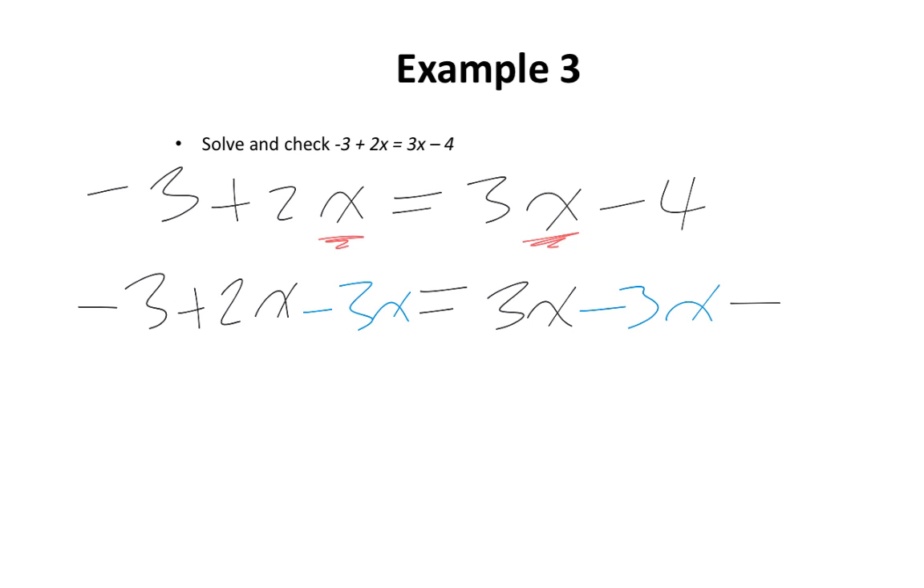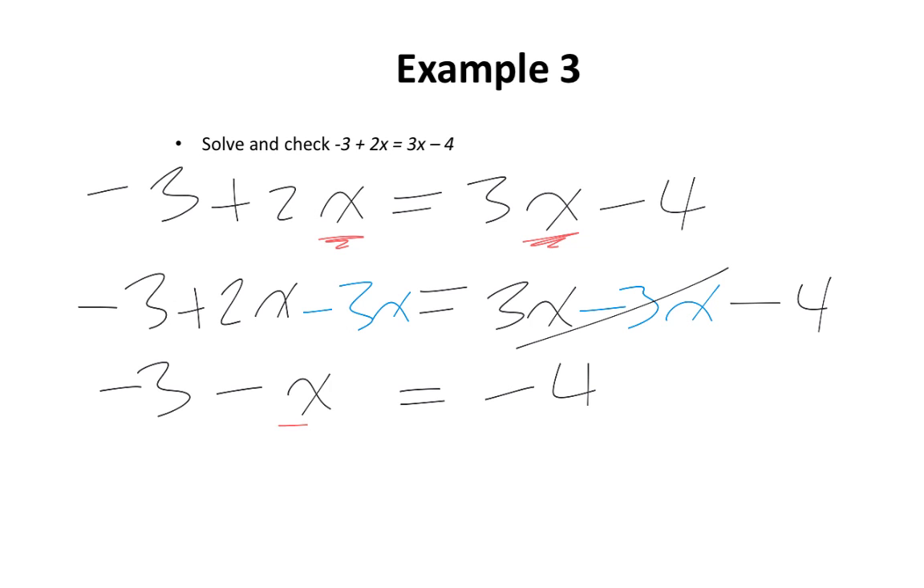On the left side of the equation, the negative 3 stays the same. Plus 2x subtract 3x is negative 1x. However, I do not write the 1 in. 3x subtract 3x cancels out, and the negative 4 stays exactly the same.